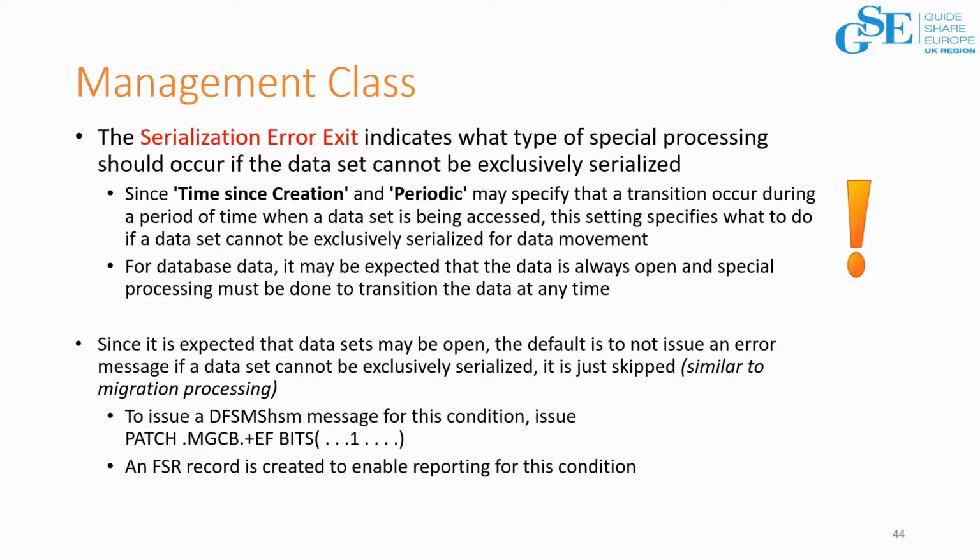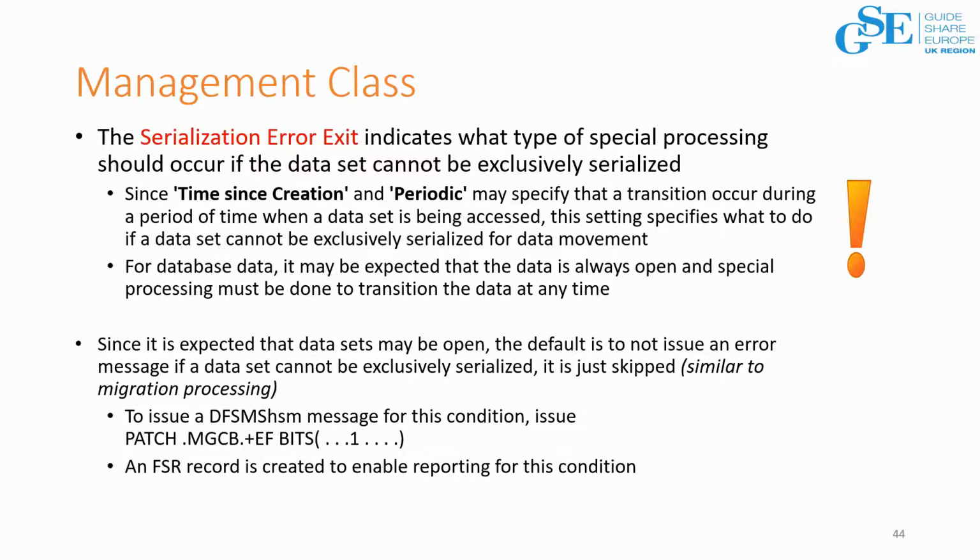The second class transition policy is related to dataset serialization errors. And as I mentioned, the time since creation and the periodic transition criteria indicate that transitions should occur on a specific day. So if the data set happens to be in use at that time and it can't be exclusively serialized for the transition, this serialization error exit setting indicates how this situation should be handled.